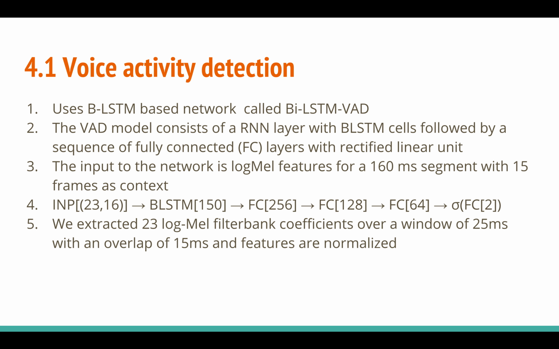One is the middle frame which we want to classify, and we feed that 23 cross 16 dimension matrix into the BLSTM. After that, the output of it will go to an FC layer, then one more FC layer and another FC layer, and then finally we have this sigmoid layer which will classify our audio into one of two classes. This is voice activity detection. Basically the output is voice or non-voice frame, right? So that's what we want.